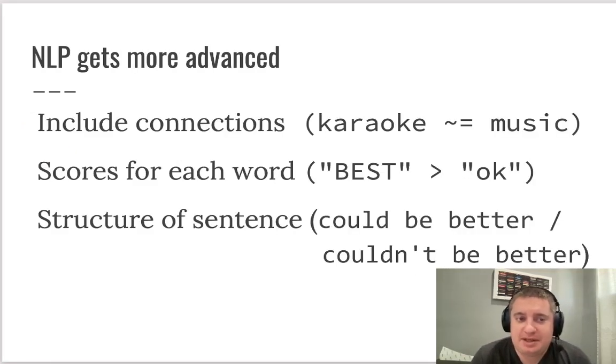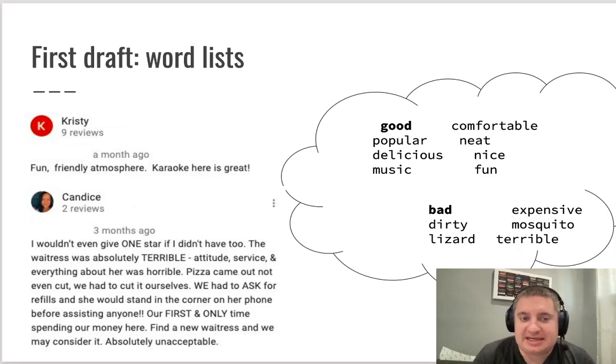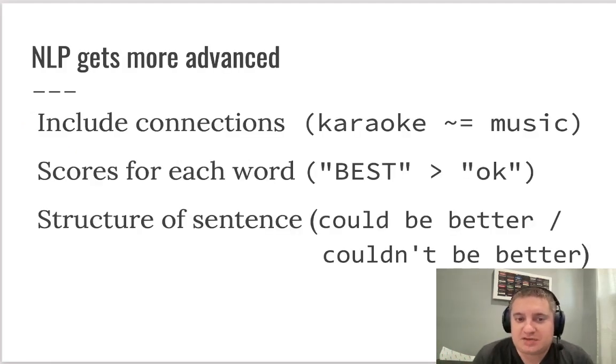Over time, natural language processing found that it needs to get more advanced and more than just word lists. For example, in that first review, they said karaoke is great. If you didn't anticipate karaoke and you had music on your word list, you wouldn't have caught it. So either our word list has to be really big, or it needs to be able to identify synonyms. Scores for each word. For example, if someone writes best in all caps, that's probably better than just saying okay.